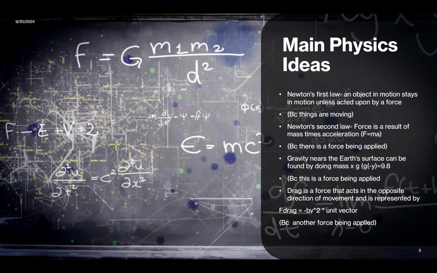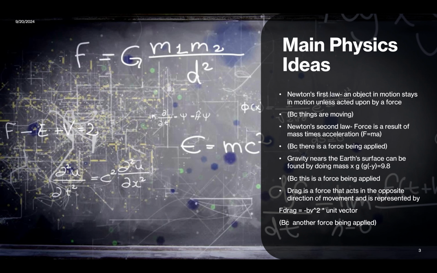So our main physics ideas again are Newton's first law, which states that an object in motion stays in motion unless acted upon by a force, because things are moving. And then Newton's second law is that a force is a result of mass times acceleration, F equals ma, because there's a force being applied. In this case, the force is gravity. Gravity near the Earth's surface can be found by doing mass times gravity. So in the y direction, it'll be negative 9.8 times mass. And this is the force being applied.